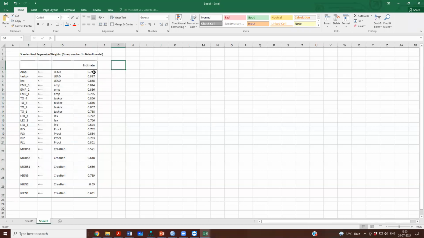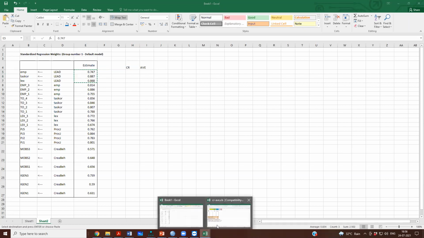So what we will do is we will compute the CR and AVE for these constructs. Now I have already demonstrated how to work. So when you are going to work with the second order factor, use only the loadings of the second order factor to the first order factor. Okay, so you can take these three loadings of EMP on lead, task orientation on lead, and LEX on lead. These are the three loadings.